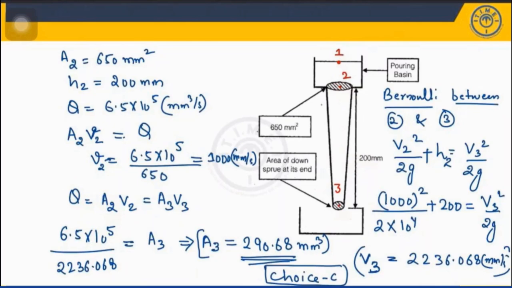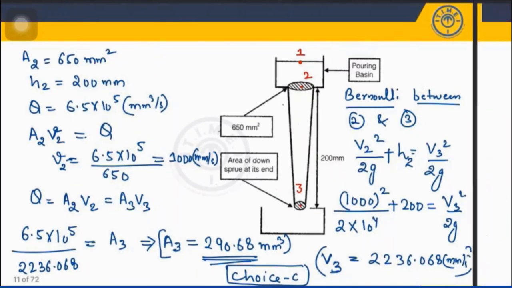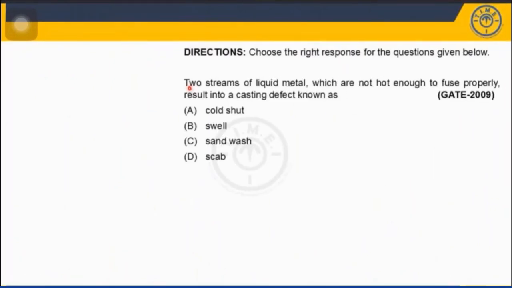Okay, sir. Yeah. Now, the next question is also related to the two streams of liquid molten metal which are not hot enough to fuse properly, resulting in a casting defect. So you have to tell me, because I have already discussed the same concept in the first question. In that question, misrun is a kind of defect I discussed, but I have given you some insight into other defects also. When the two streams of liquid metal are not fusing properly, what is the defect?